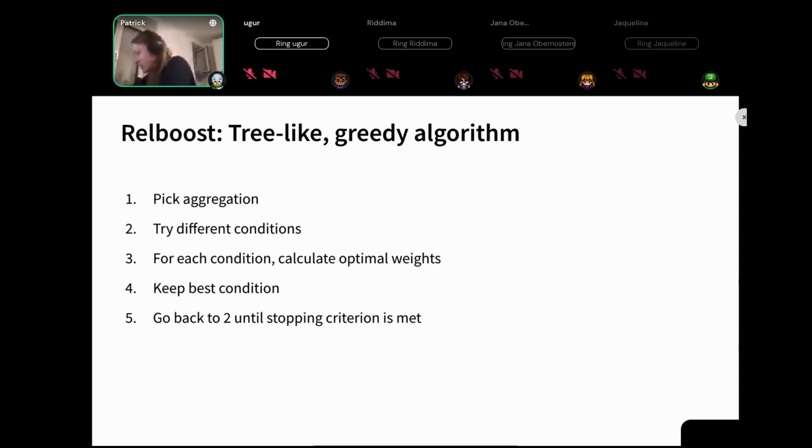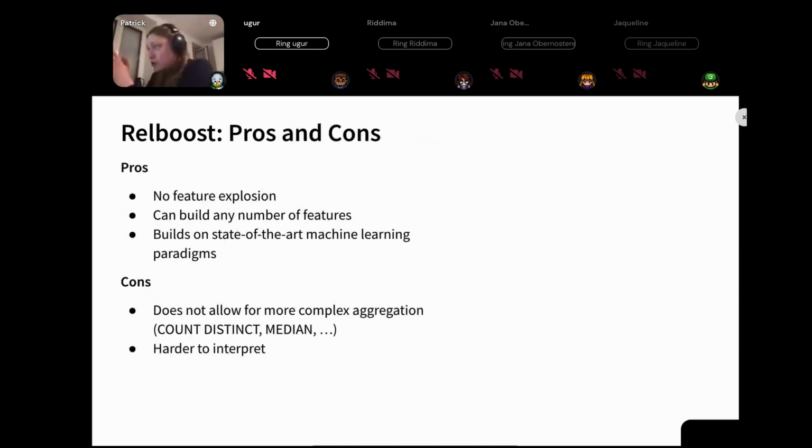So this is just again taking a very successful machine learning paradigm and applying it to relational data, the problem of relational feature engineering. So let's talk about the pros and cons of RealBoost. So the first pro is you don't have feature explosion. That's a very big strength of RealBoost. You can build any number of features.